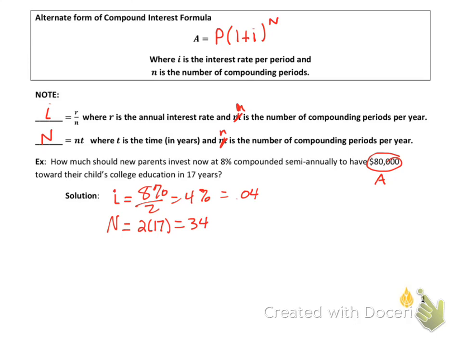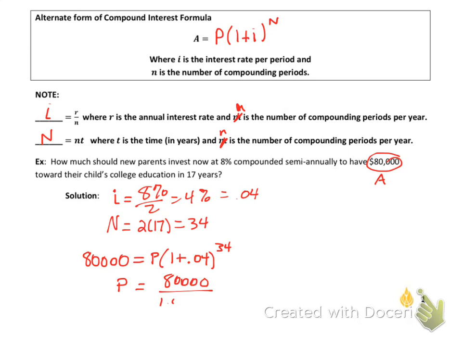So if we plug that all into the formula up above, you're going to say 80,000 equals whatever the principal is times 1 plus i, where i is 0.04, raised to the capital N, which is 34. That leaves us with P equals 80,000 divided by 1.04 to the 34th. Take the 1.04 to the 34th and divide it across to the other side, where the 80,000 is.